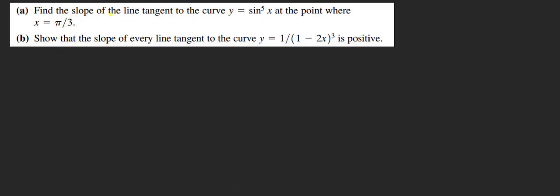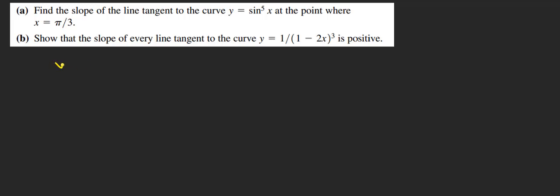The first part says find the slope of the line tangent to the curve y equals sine to the 5th of x at the point where x equals pi over 3. So basically we just need to find the slope of the tangent line, not the equation of the tangent line.